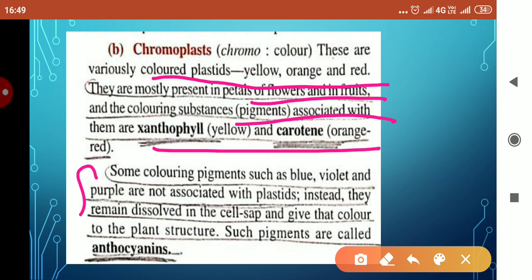Again, in the book it is written that some coloring pigments such as blue, violet and purple are not associated with plastids. Instead, they remain dissolved in the cell sap and give that color to the plant structure. Such pigments are called anthocyanin.